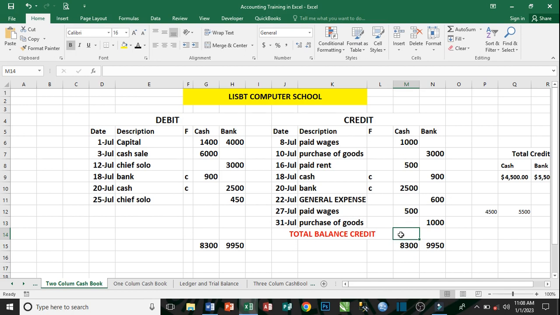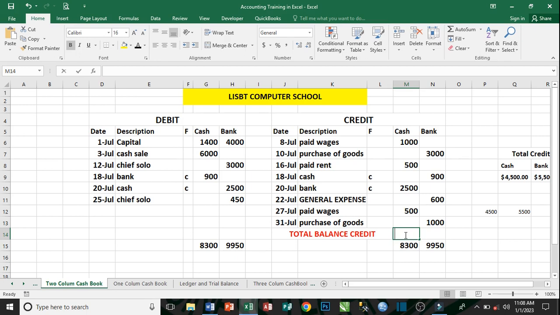What I'm going to do to get the total balance credit is to subtract this money under the cash. The cash from here should be subtracted from the cash from here. When we add all this, I get 4,500. So now I'm going to subtract this from here, to give all the total credit that we have, so we can get our opening balance.